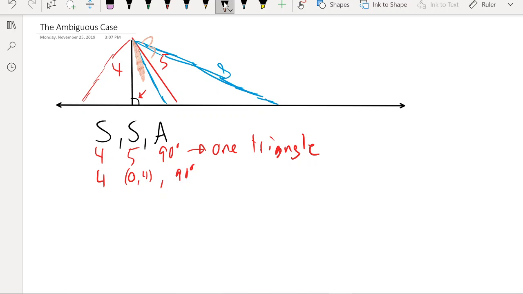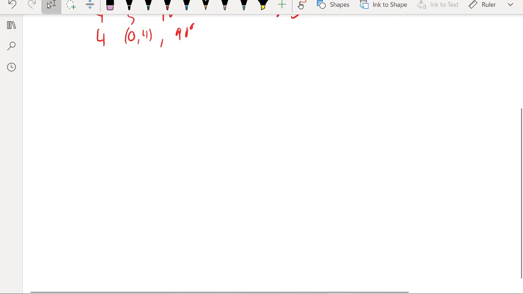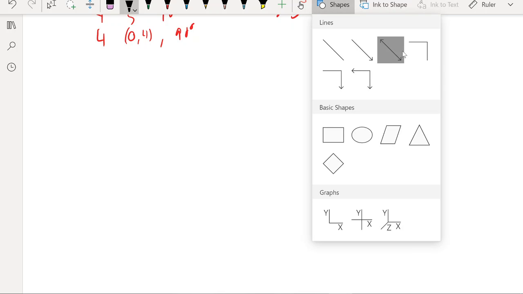The reason why sometimes you don't have a triangle at all in this ambiguous case scenario, side-side-angle. So that's if you have a 90-degree angle. There's only one possible triangle if you have a triangle at all. Right? Now let's look at an obtuse angle. It's going to be pretty much the same thing, so I'll go through it pretty quickly.